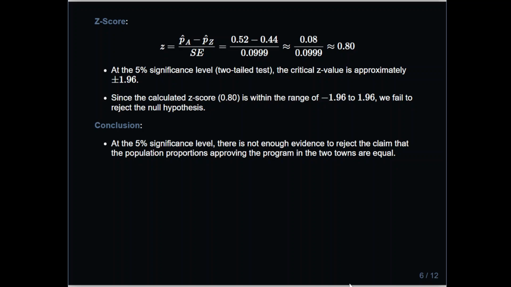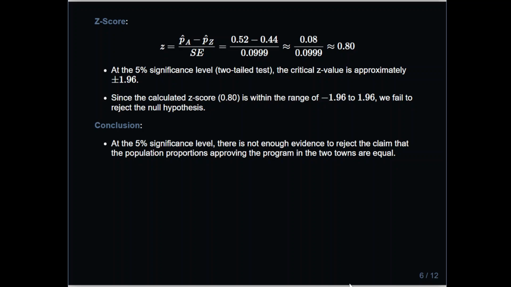Okay. So at a 5% significance level for a two-tailed test, recalling that this is a two-tailed test, the critical Z value is approximately plus or minus 1.96. So since the calculated Z score 0.80 is within that range, between minus 1.96 and 1.96, we fail to reject the null hypothesis.